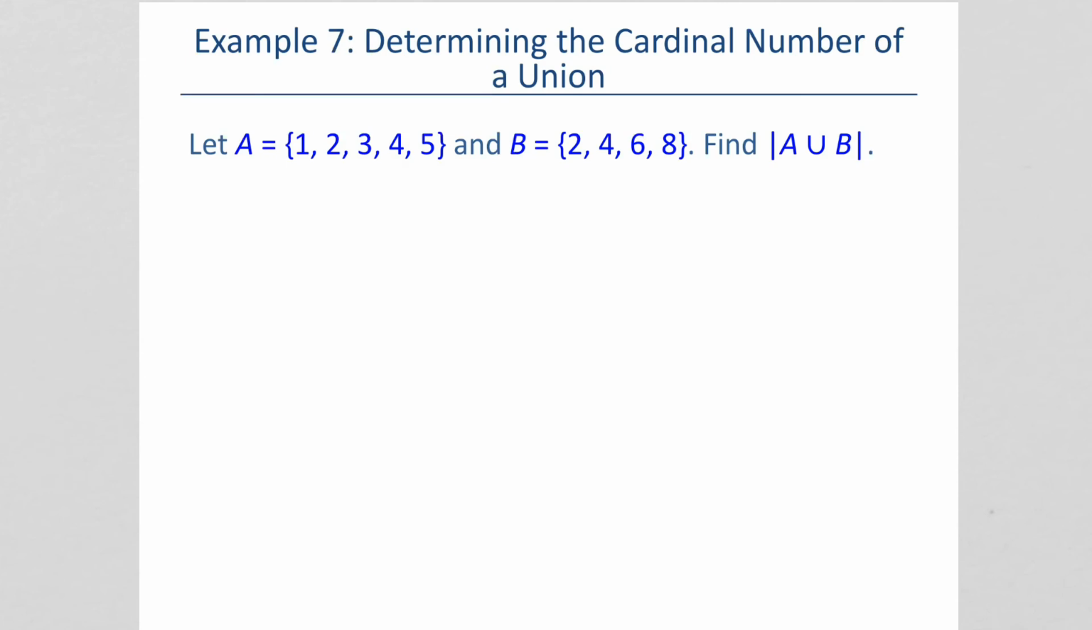Example 7 says, let A be these numbers and B be these numbers. Find the cardinality of A union B. So first find A union B. That's all the numbers of A and all the numbers of B. So 1, 2, 3, 4, 5, 6, and 8. So there's 7 numbers in there, so the cardinality would be 7.